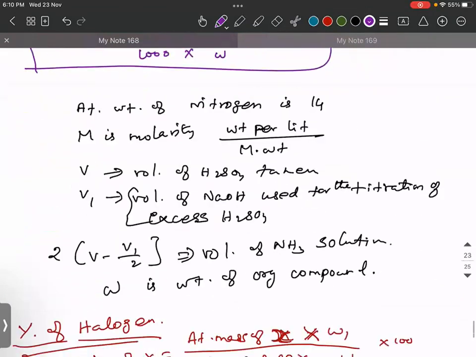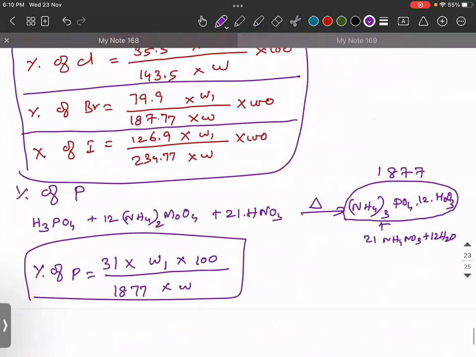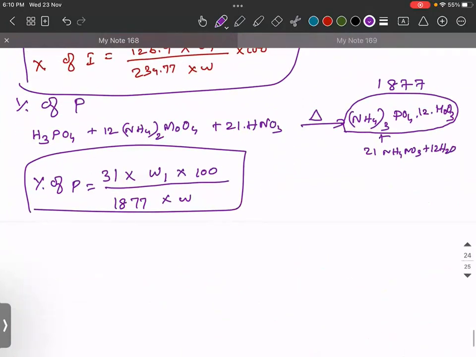For the sulfur, we didn't calculate it. Yes, we will do it. So this is the way by which we can do it. And then the percentage of sulfur. Sulfur, in the same way, they will use with sodium peroxide or fuming nitric acid.